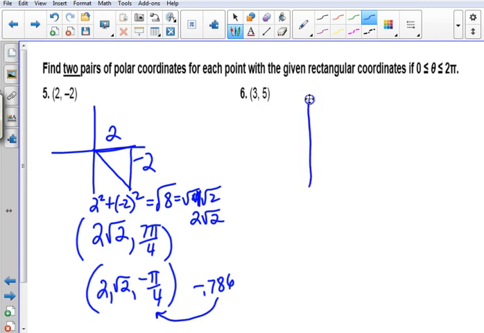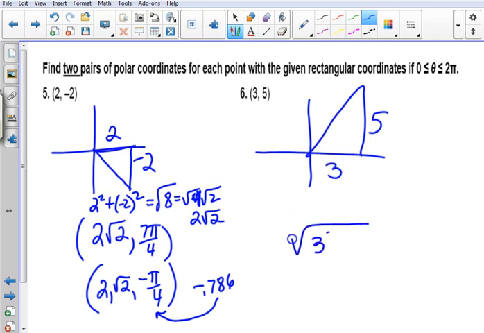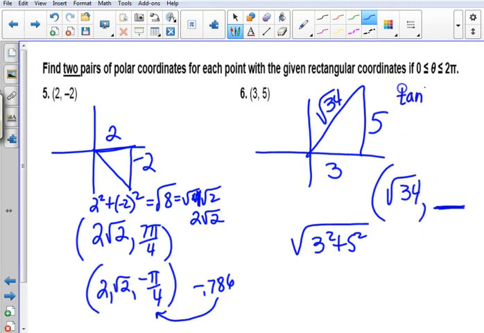All right, 3, 5. We want the length, I'll say 4, but it's not 4, right? Square root of 3 squared plus 5 squared, 25 and 9, 34. Is that right? Okay, how do we find the angle back here? It's not going to be on my unit circle. Inverse tangent of 5 over 3. And it's just going to be an ugly decimal.